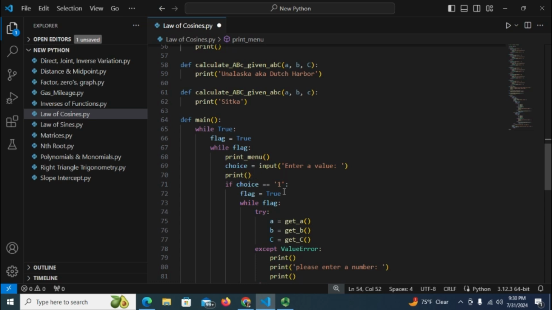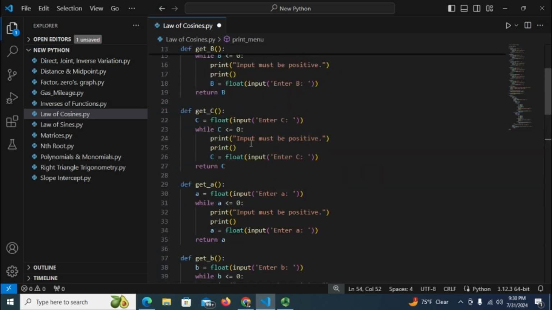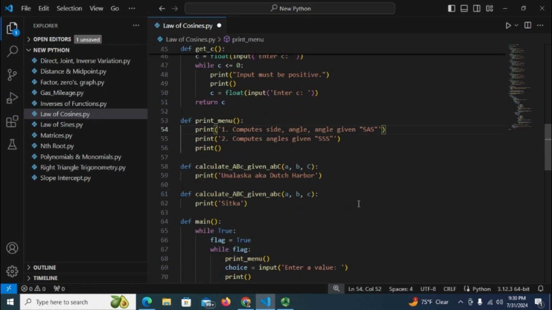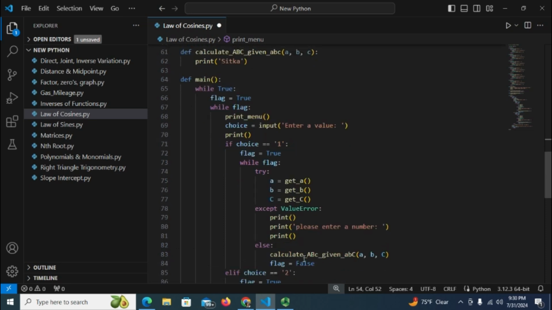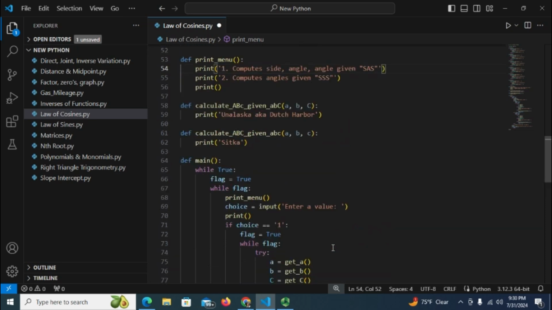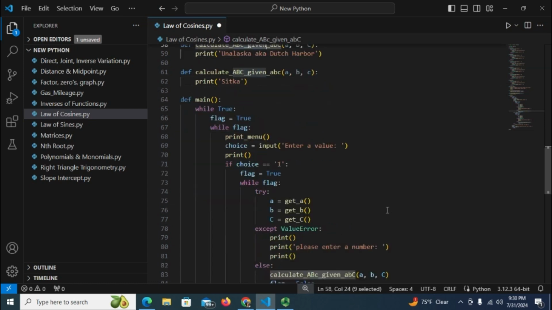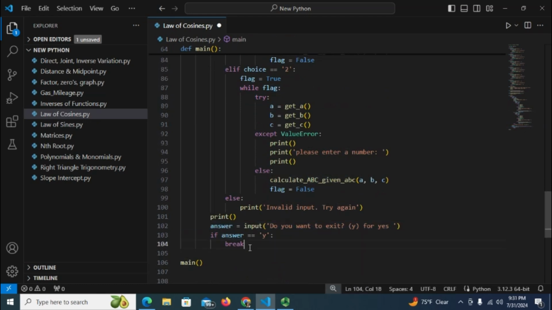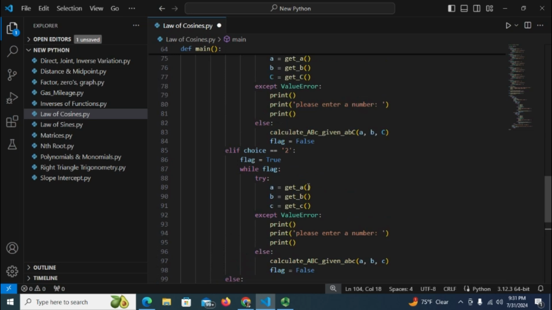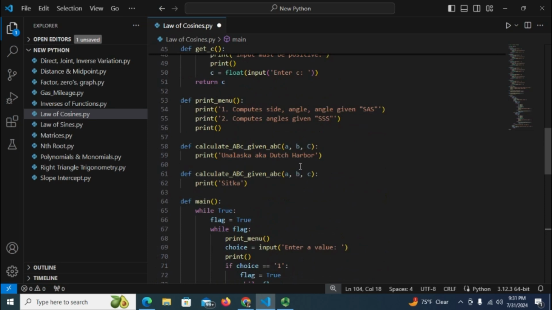If the user inputs, say, 1, for example, we call the get A function, get B, and get C. And these functions restrict the user to only positive inputs because we deal with angles and sides. They can't be negative. So once that's done, we have an except ValueError, exception handling. Else, we call calculate ABC. That would be this function here. And that does the calculations, flag is false, and we get out of here. We come down here to ask if they want to run the program or not. So we do the calculations, and the user can choose if they want to do it again or close it. All right, and then obviously for choice 2 it's the same procedure. It's the other function that we're calling, and we exit again if the user chooses to do so.